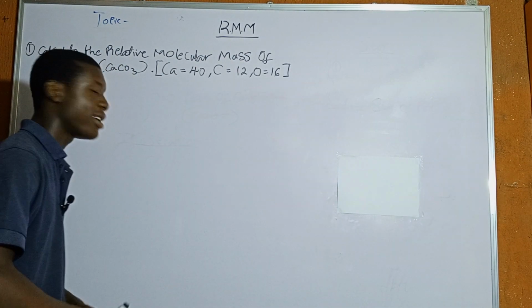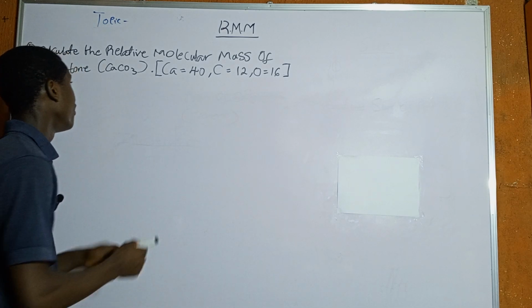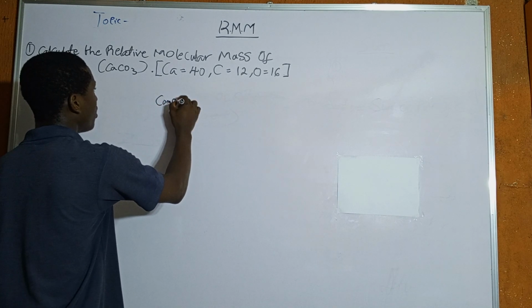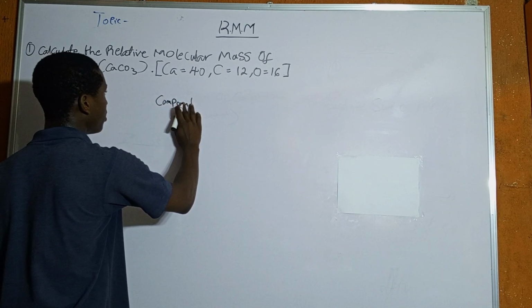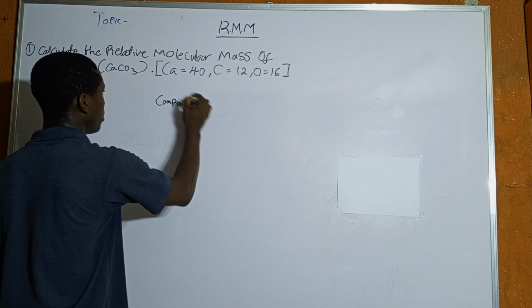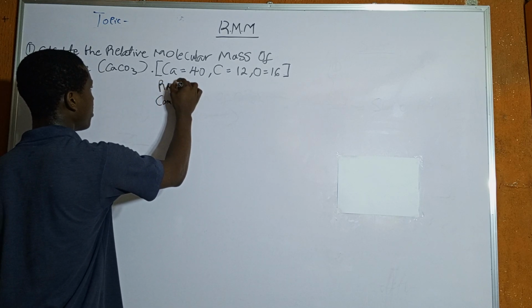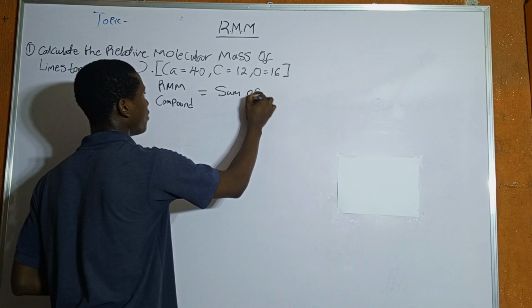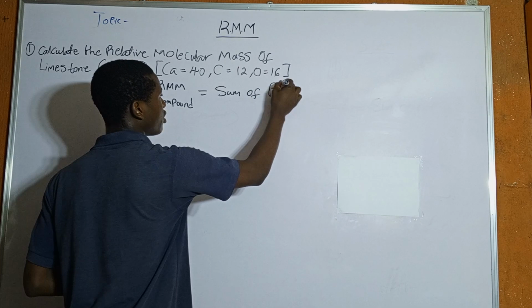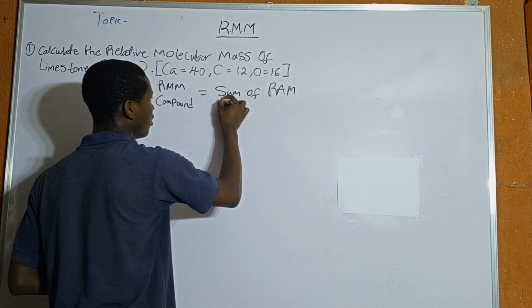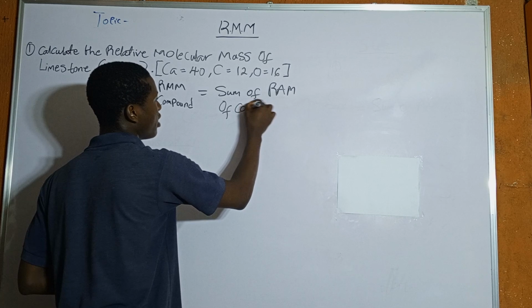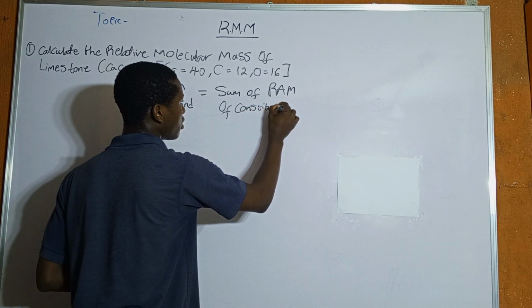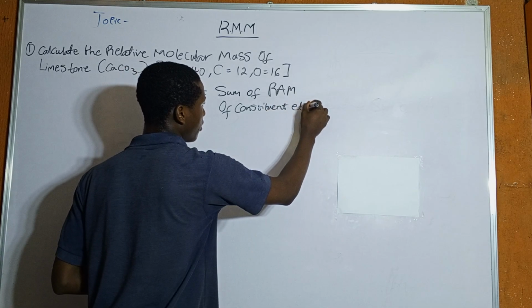Now, relative molecular mass is only found for compounds or molecules. The relative molecular mass of a compound is equal to the sum of the relative atomic mass of its constituent elements.